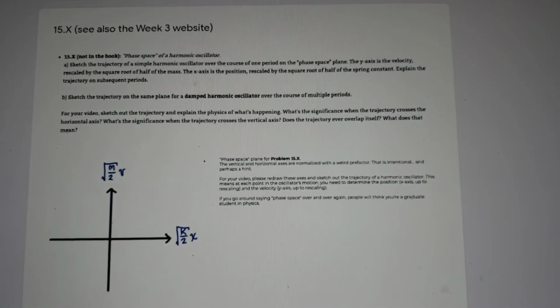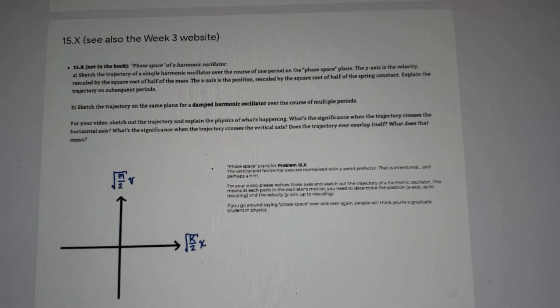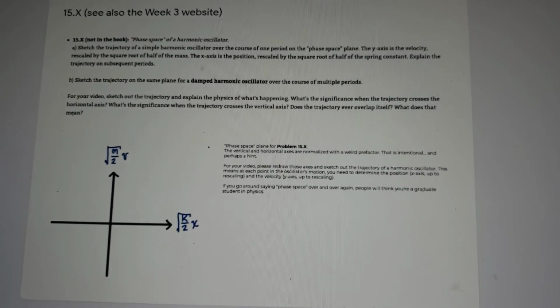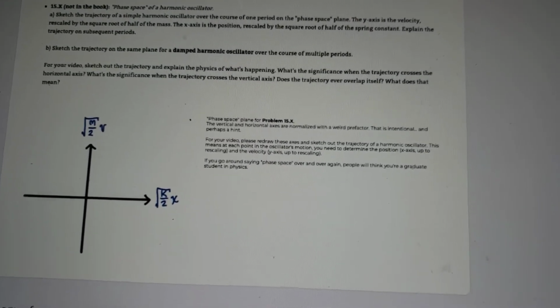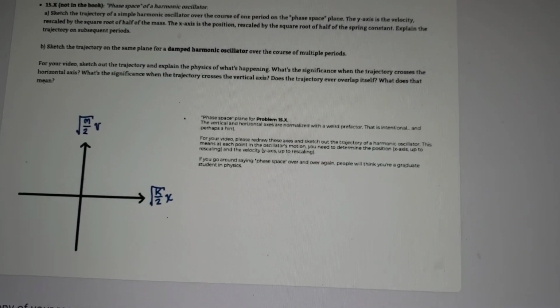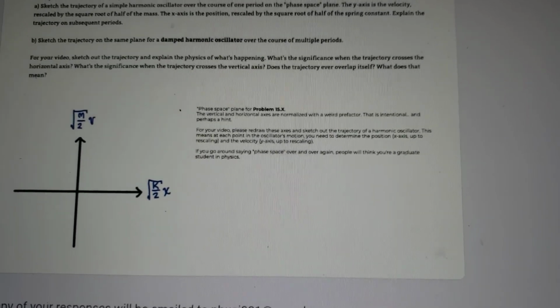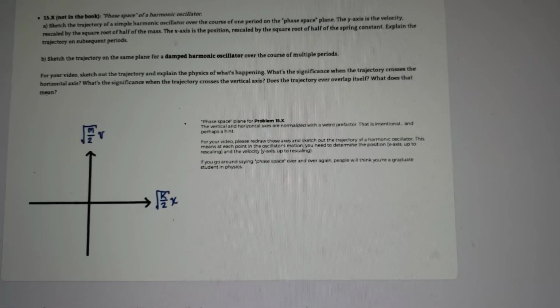Alright guys, so for my second explainer video this week, I was assigned problem 15x, which says to sketch the trajectory of a simple harmonic oscillator over the course of one period, where the y-axis is velocity and the x-axis is the position, and both of these are rescaled by the square root of half of the spring constant and half of the velocity and the spring constant respectively. And then it says to explain the trajectory on following periods. And then part B is just to do the same thing, but to also include a damping force.